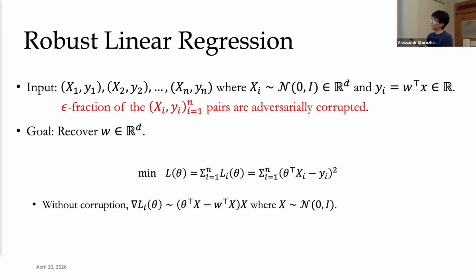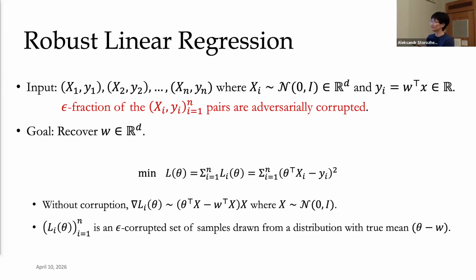Now, kind of the punchline is I can solve this problem in the following way. I can look at my loss function as the average of n functions. Therefore, my true gradient, or my expected true gradient, is the average, the true mean of some distribution.